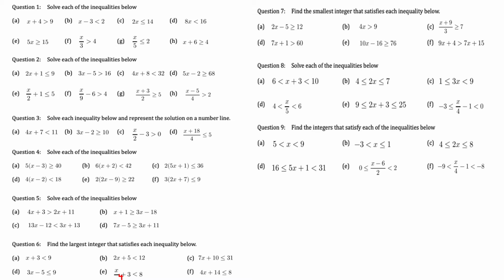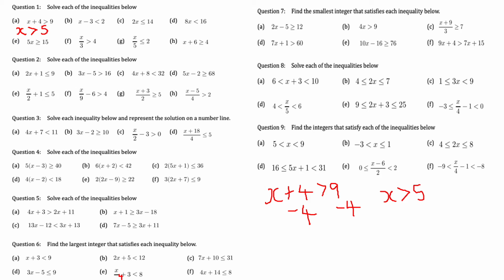Question number 1, guys. Solve each of these inequalities below. Part A: x plus 4 is greater than 9. So let's just solve this here. If I subtract 4 on both sides, the opposite of adding 4 is to subtract 4, so I get x is greater than 5. This symbol means greater than, so it means bigger than. So x has to be bigger than 5. That is the answer for question 1A, guys.